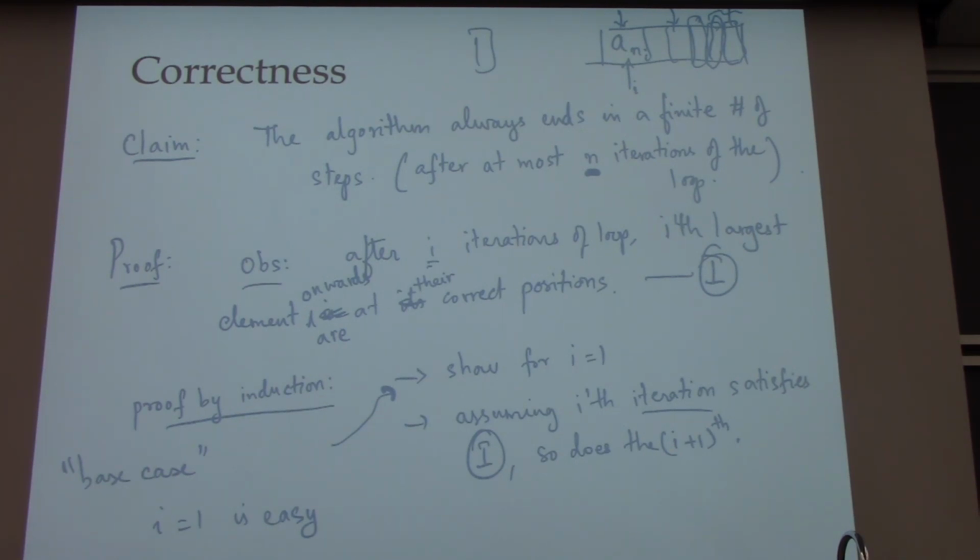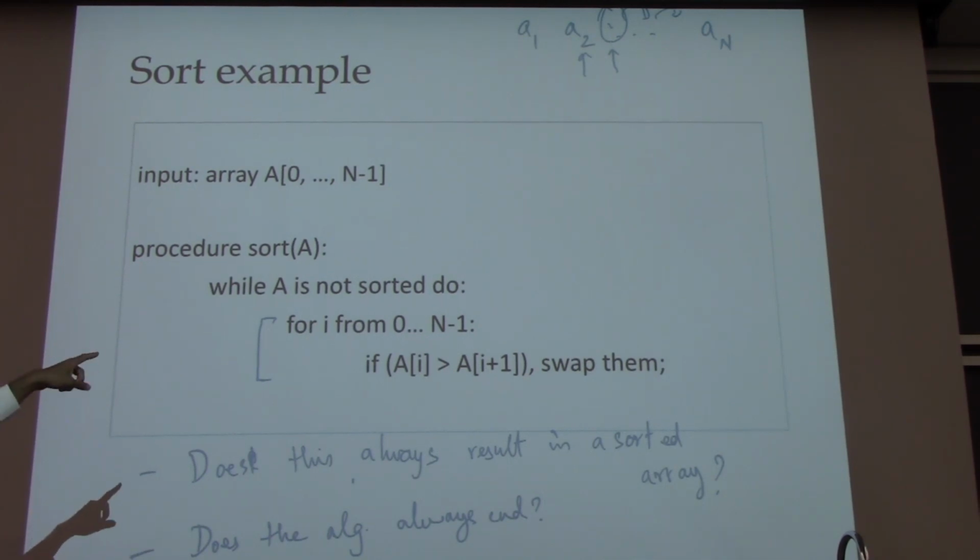so if the algorithm ends at all, it has to return a sorted list, because I have this while condition that says as long as it's not sorted, keep doing this. So showing that the algorithm terminates is equivalent to showing that it actually sorts the array, because it will end only if the array is sorted.